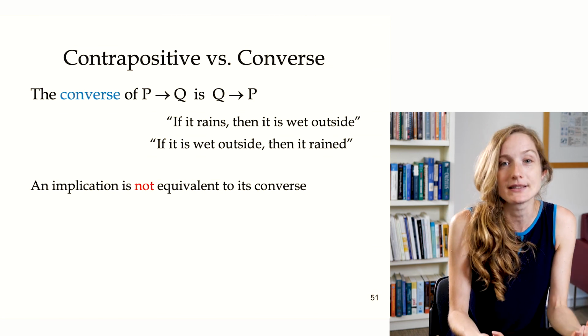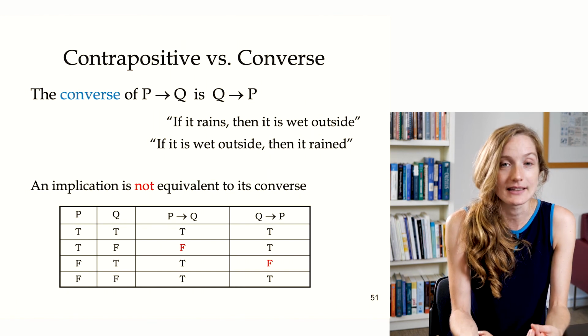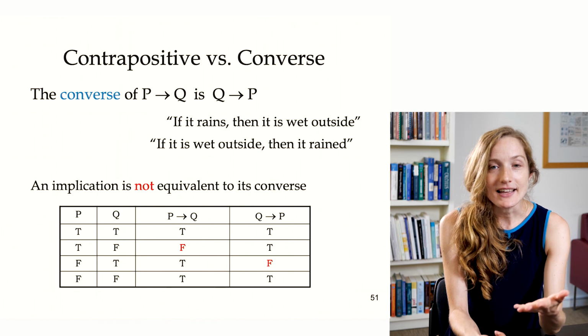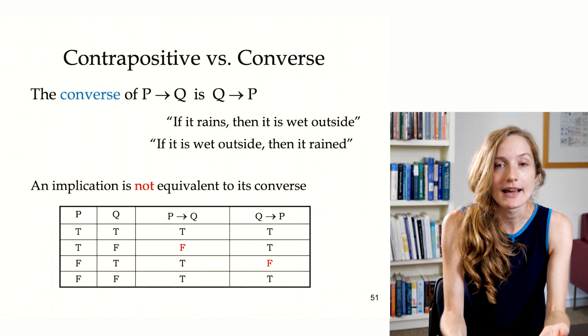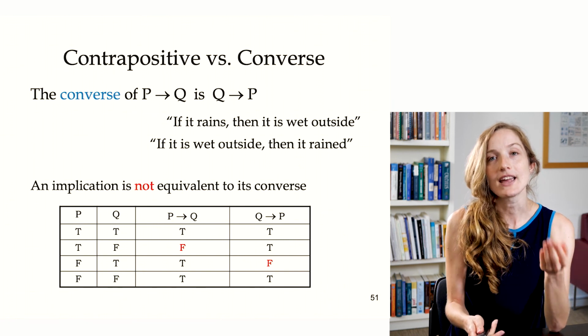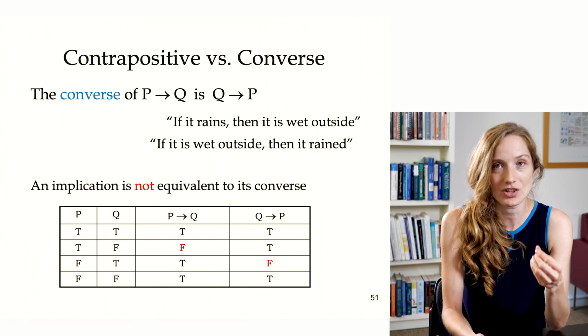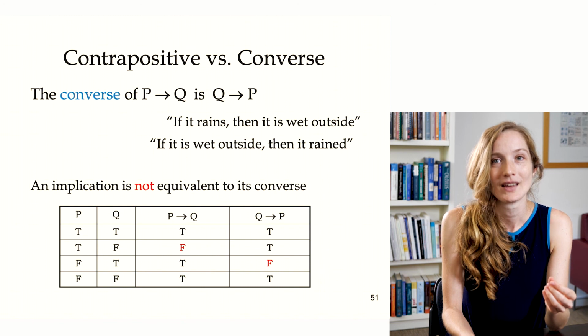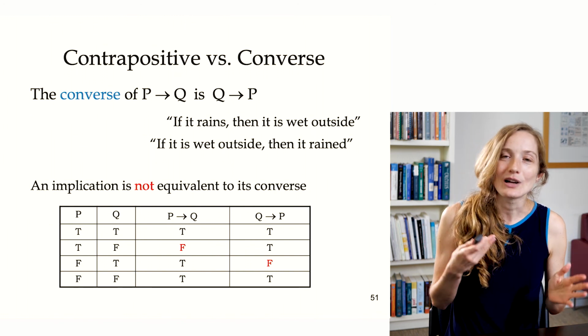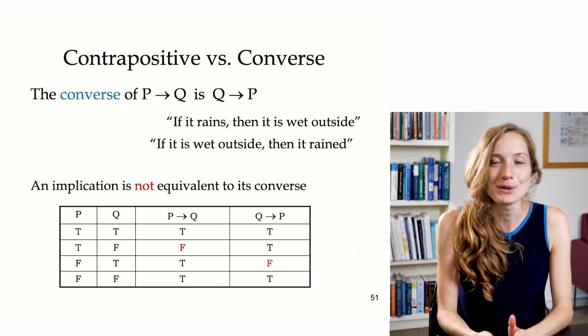That is, P implies Q is not equivalent to Q implies P. To see that mathematically, take a look at their truth tables, and you'll see that they have a false in different rows. So indeed, these are not logically equivalent. Keep in mind the contrapositive and the converse. These will come up on and off throughout the semester.